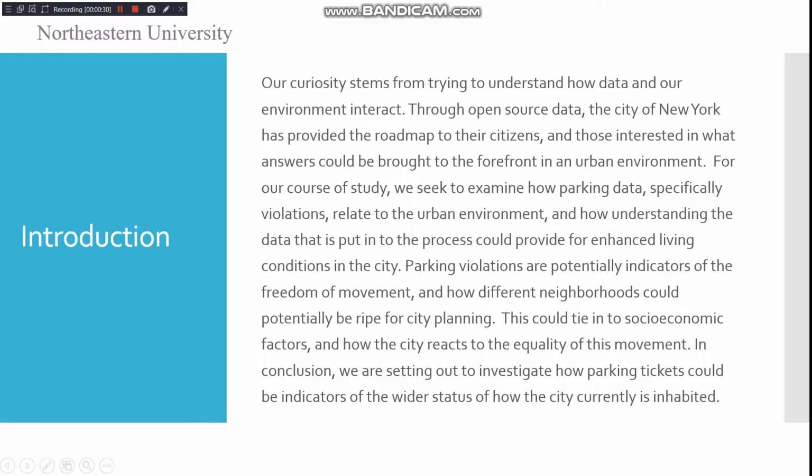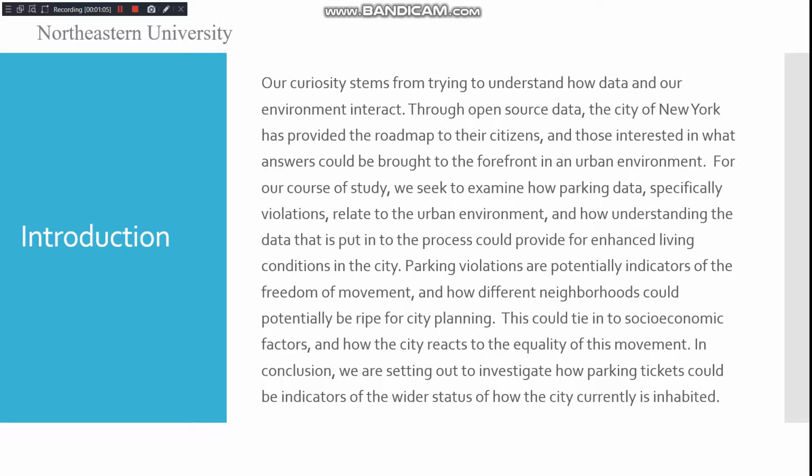From the introduction part, I'm going to introduce our target. Our target for the project is to understand how data and our environment interact. For our course of study, we seek to examine how parking data, specifically regulations, relate to the urban environment, and how understanding the data could provide enhanced living conditions in the city.